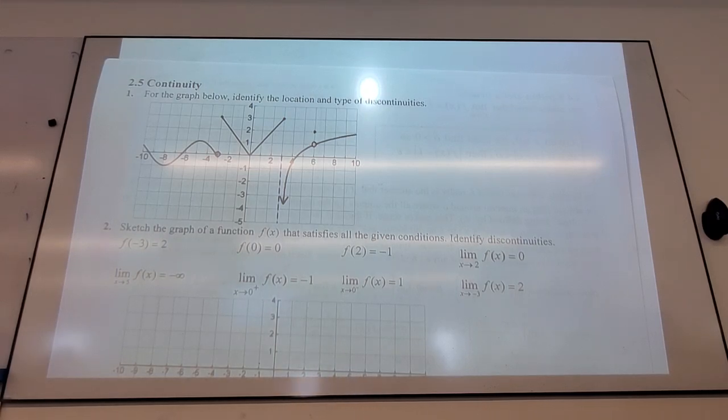Start with things you know for sure. What does this mean? As you get closer to an input of 2, the outputs have to approach 0. So at least from that statement, you know where to put an open circle. I didn't, now I do.